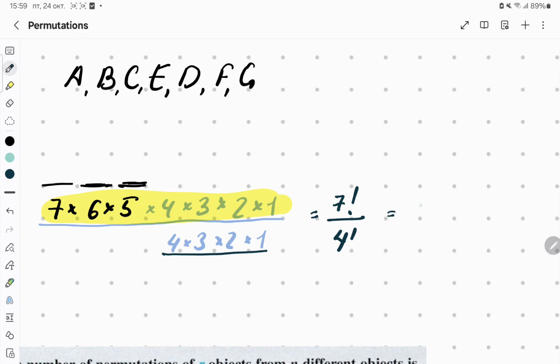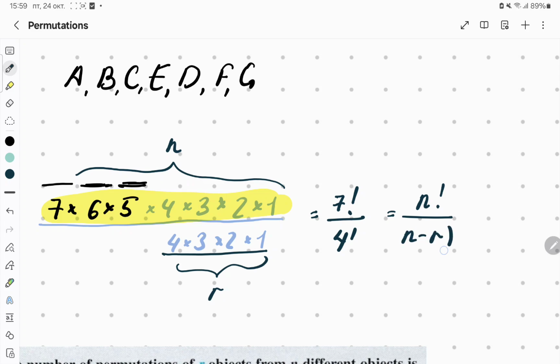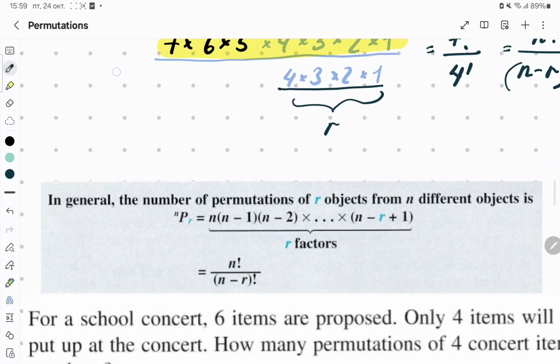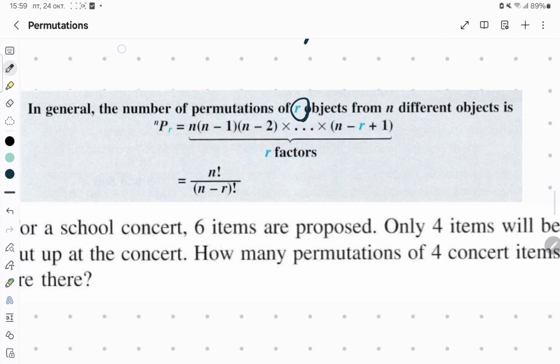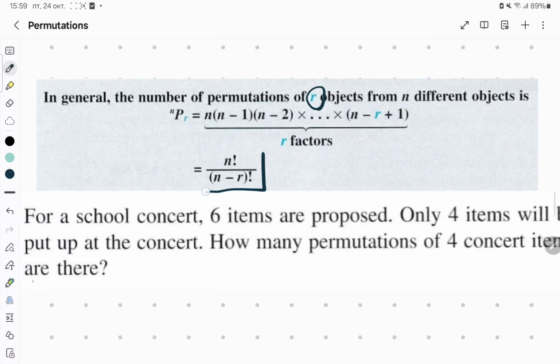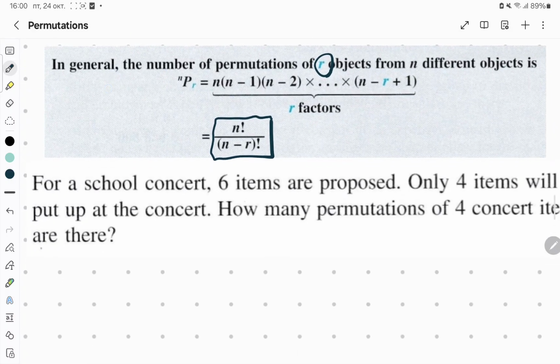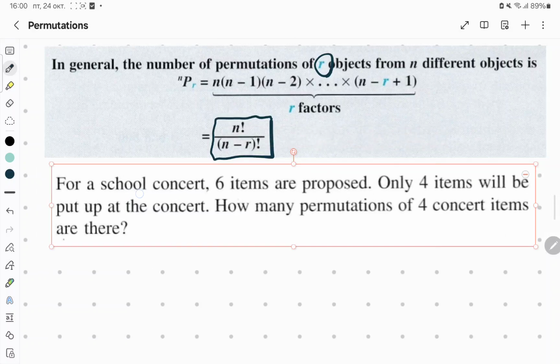So that's how we will get n factorial. So it is n factorial here, n size, and this size is R. Since we divided, we will write n minus R factorial. So this is a permutation, the number of permutations of R objects. Okay, so the formulas look like that, as we deduced before, and let's see how this formula is applied.